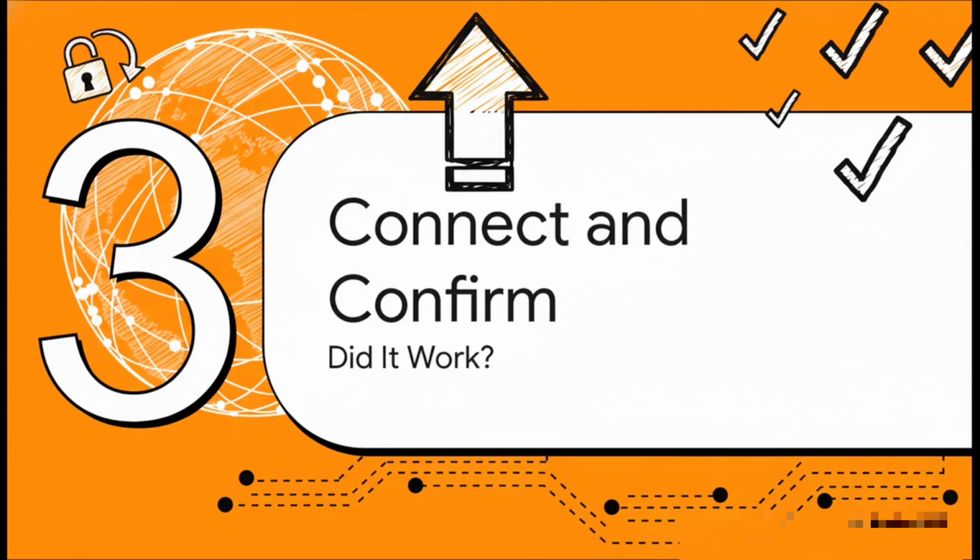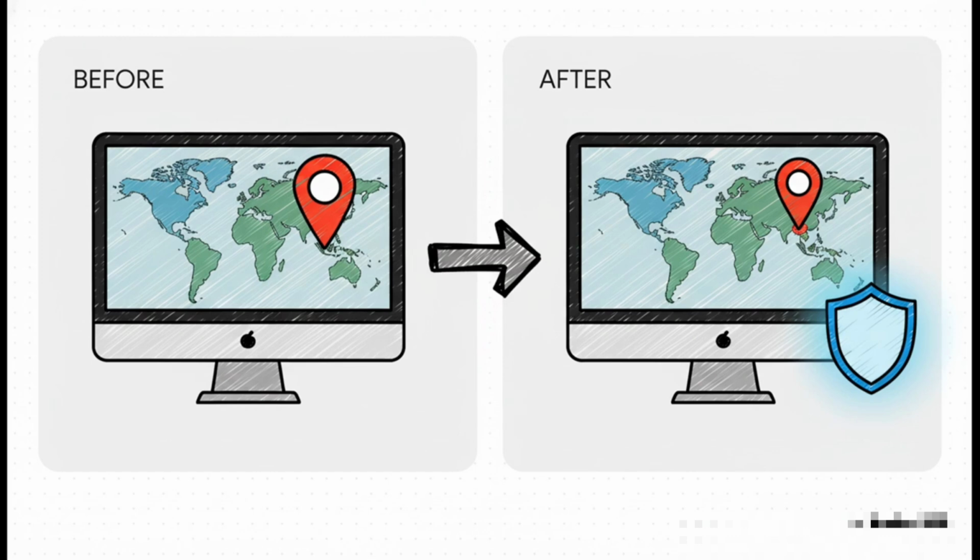Okay, so everything is configured and saved, but here's the million-dollar question. Did it actually work? Let's connect and then do a quick check to make sure our digital location has really changed. This is the moment of truth. Here's how you test it. First, just Google "What is my IP?" You'll see your real address and country. Now, go back to your VPN settings and click Connect on the one you just made. Once it says you're connected, pop back over to that IP page and refresh it. You should see a totally different IP address and a new country. And if you do, congratulations, it worked.